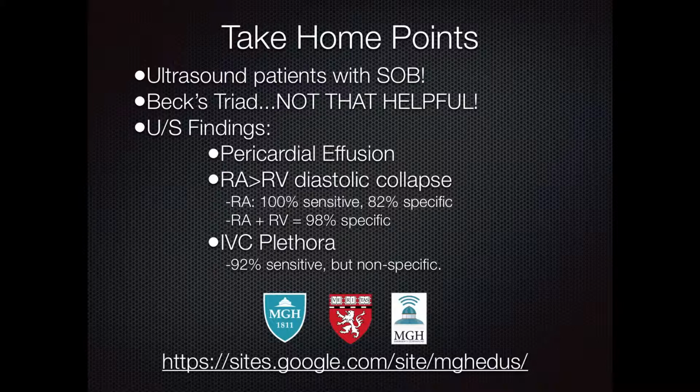Number one, of course, you have to have a pericardial effusion, and number two, the right side of the heart will have diastolic collapse. The right atrium diastolic collapse has 100% sensitivity and 82% specificity. But if you have diastolic collapse of both the RA and the RV, it's actually 98% specific. Although not shown here in this case, the IVC is usually plethoric. It's 92% sensitive, but of course is not specific. But these three findings on ultrasound will help you make the diagnosis.